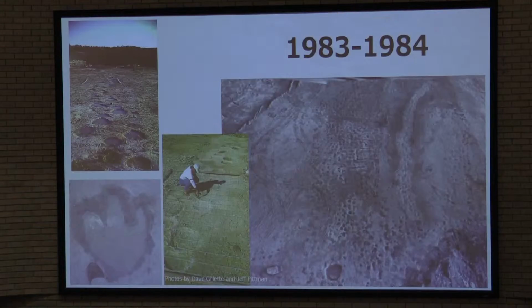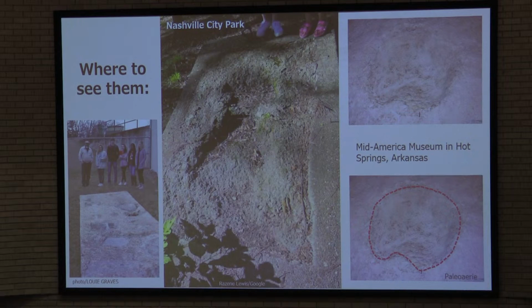So going back, if you wanted to see these fossils today, you would have to go to the Nashville City Park next to their pond. They have a little concrete replica of one of the tracks, or you can go to the museum in Hot Springs to see a replica of these tracks. You can't go to the track site today and see them because they blew them up. And so they gave the scientists a little bit of time to come in and document the tracks, but they're really kind of in the way of what they want economically.